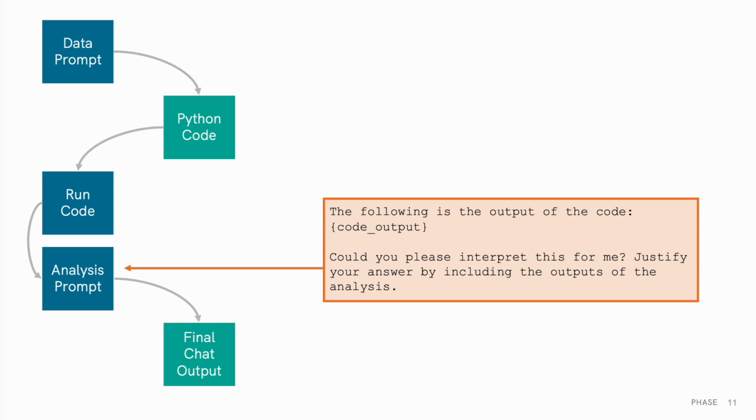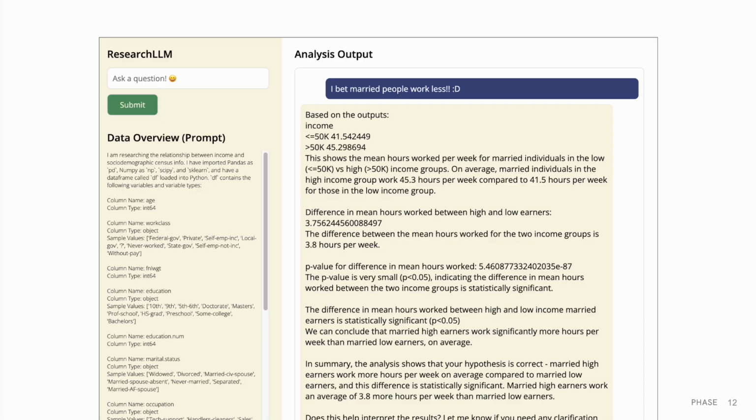So this five-step process, data prompt, Python code, run the code, potentially resubmit the code, submit an analysis prompt, and then provide the final chat output, is the process that drives the seeming one-to-one interaction between the ResearchLLM user and the large language model itself.